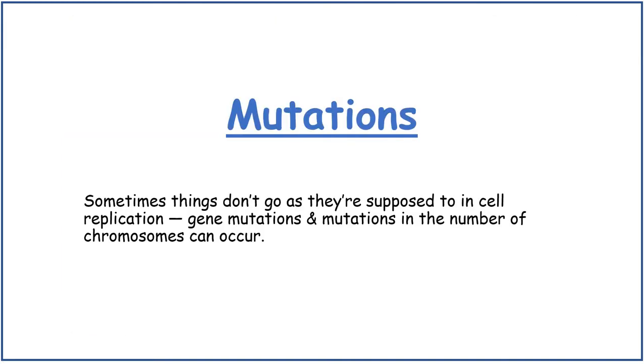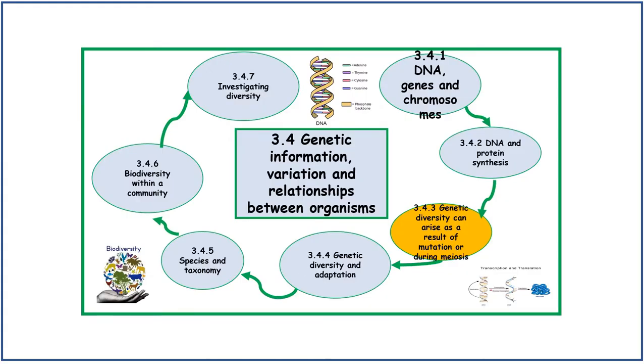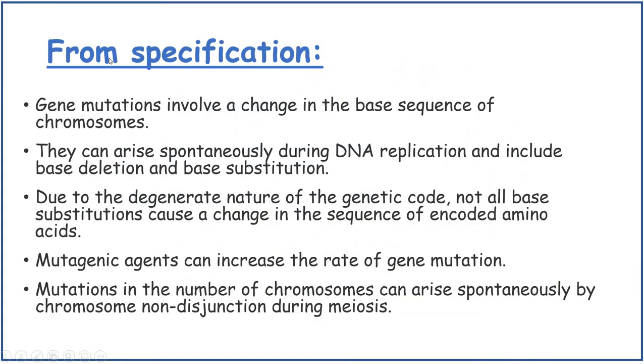Mutations. Sometimes things don't go as they're supposed to in cell replication. Gene mutations and mutations in the number of chromosomes can occur. So this is to do with 3.4.3. Genetic diversity can arise as a result of mutation or during meiosis. So this is from the AQA specification.